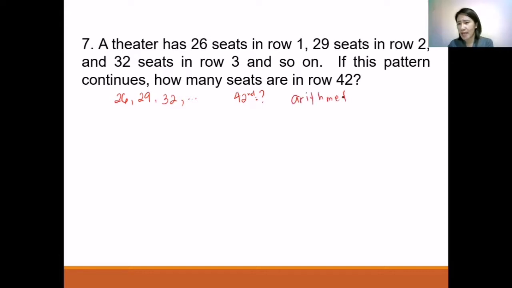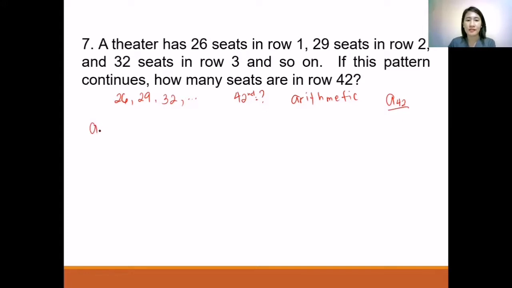But the question is, should we use an arithmetic sequence or an arithmetic series? Since it says that we only have to identify the number of seats in row 42, and it didn't tell us to get all the seats from row 1 to row 42, you only have to get A sub 42, not S sub 42. I repeat, you are only asked to get the number of seats on the 42nd row, not the total seats from the 1st to the 42nd. Therefore, we're looking for A sub 42.